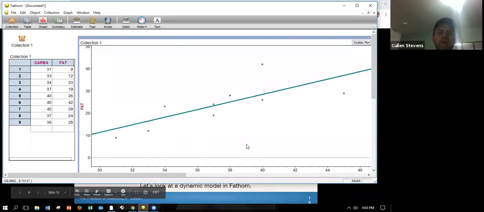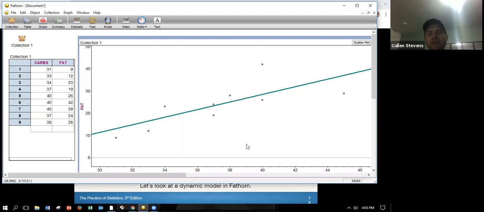This is a model of carbs and fat, and we're going to see the relationship between carbs and fat in McDonald's sandwiches. Here I have all of these points, and some are above the line, which would be positive residuals, and some are below. This line coming through is my regression line.